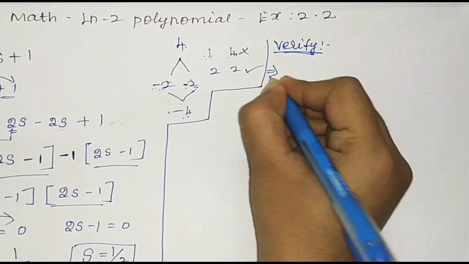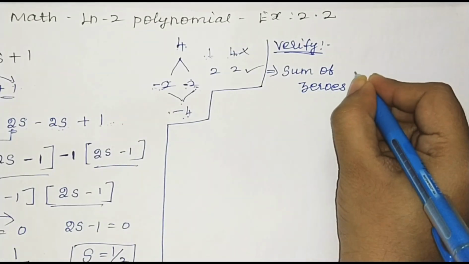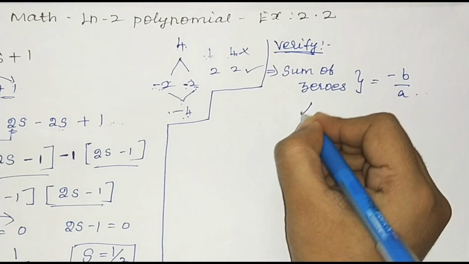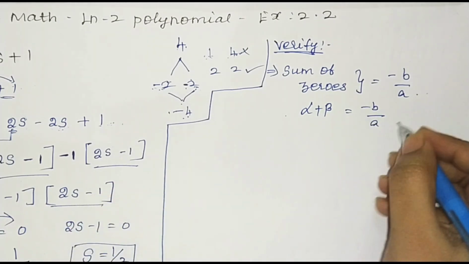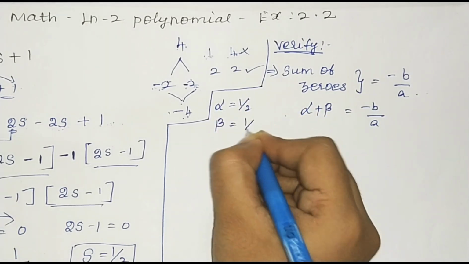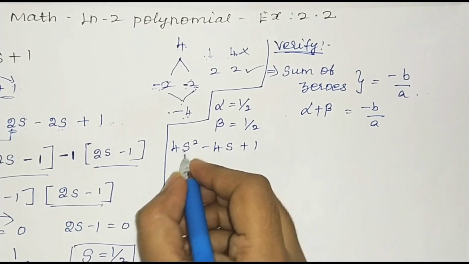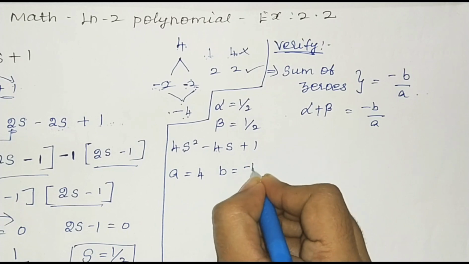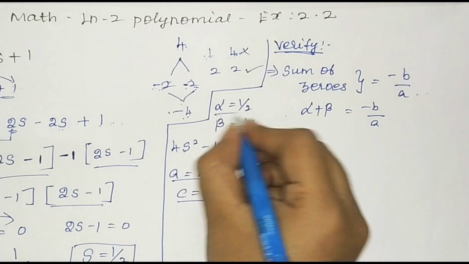Now I am writing the formula. The first formula is the sum of zeros. What is the formula for the sum of zeros? You know very well: minus b by a. So the sum of zeros, alpha plus beta, equal to minus b by a. From the question, alpha value is 1 divided by 2 and beta value is also 1 divided by 2. Your quadratic equation is 4s square minus 4s plus 1. In this, a equal to 4, the coefficient of s square, b equal to minus 4, the coefficient of s, and c equal to the constant term 1. So this is the answer we need.